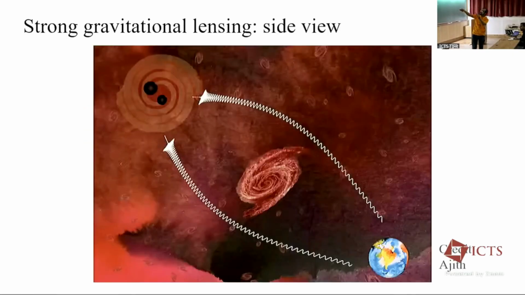So here is a side view. There is a source, it is emitting radiation, and a massive object along the line of sight is bending the path. The source could be anything really. So in this case, it is actually a binary black hole, which is emitting gravitational radiation, and that can also get bent, leading to multiple images.